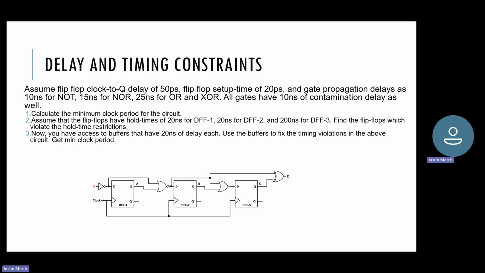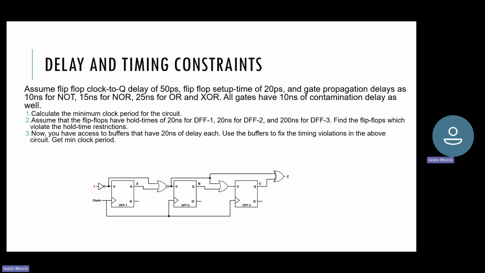We can start at X. To where? To D, over here, the top one. That's a contending path. So what is this going to be? The NOT is 10. And then NOR 15, so we're at 25. And then the OR, so this is 50. It could be. But let's also look at other paths.